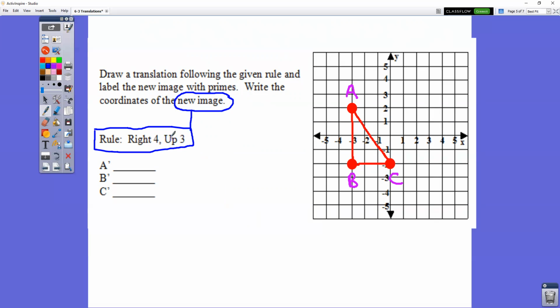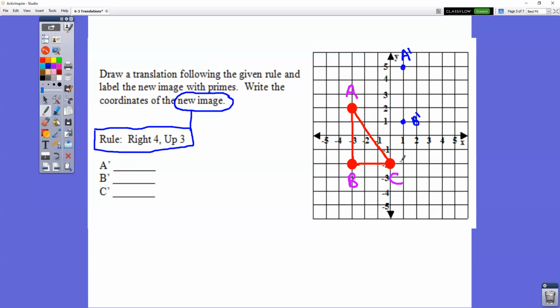So when we go to follow this rule, the rule says right 4, up 3. Starting at A, we need to count. Right 4. 1, 2, 3, 4. And then up 3. 1, 2, 3. This is my new A prime. B prime. I want to go right 4, up 3. So 1, 2, 3, 4 to the right. 1, 2, 3 going up. This is my new B prime.